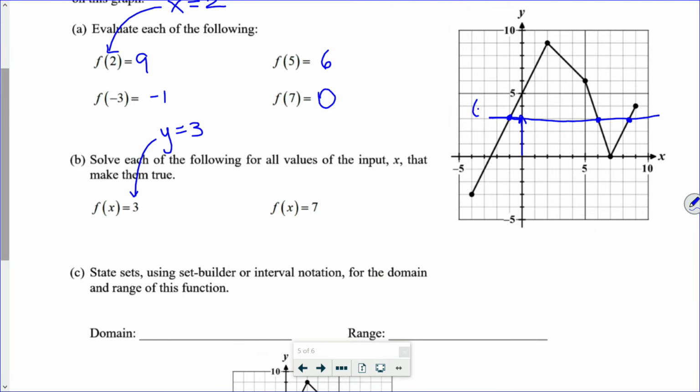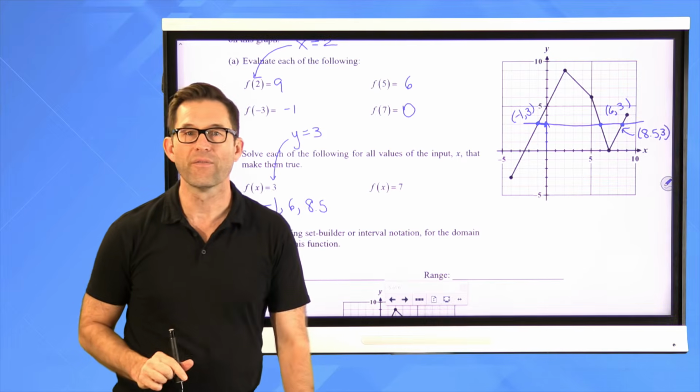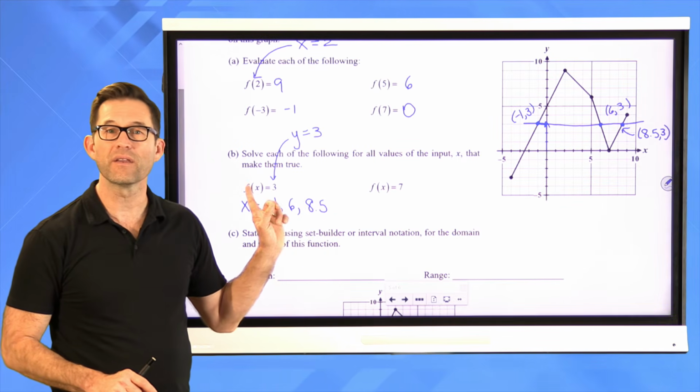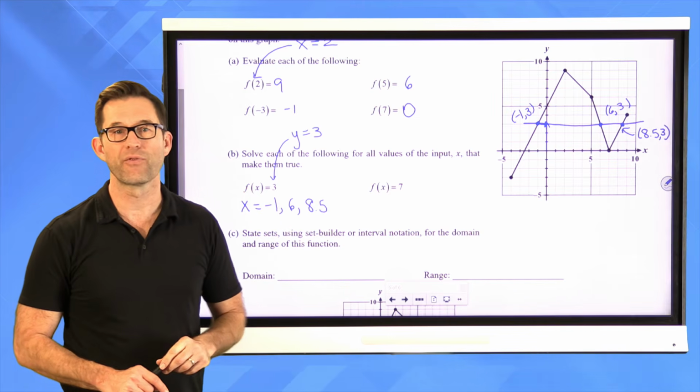So here, there's one at (-1, 3). Here's one at (6, 3). And here is one, this one's a little bit trickier, at (8.5, 3). And therefore, x equals -1, x equals 6, and x equals 8.5 all solve that equation. Every one of these inputs, if you plugged it into the function, would have an output of 3.